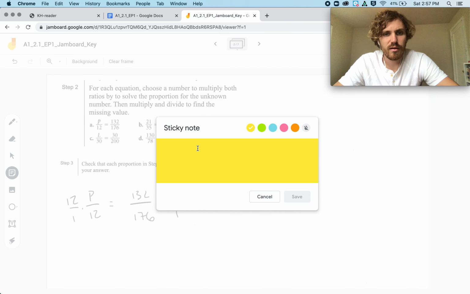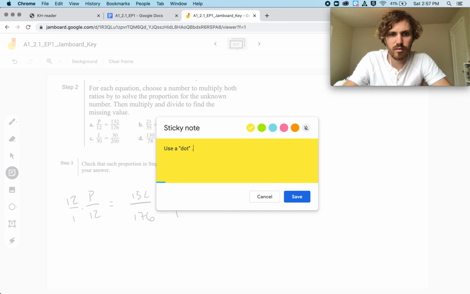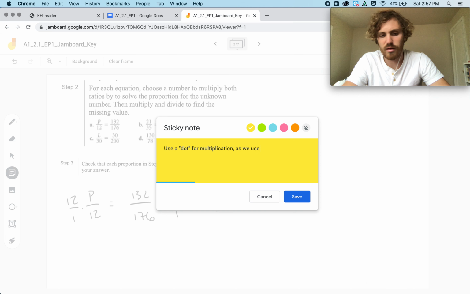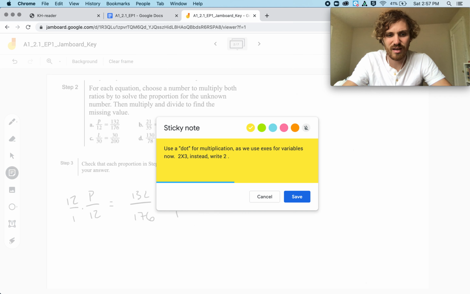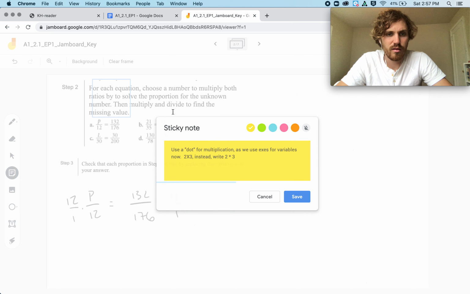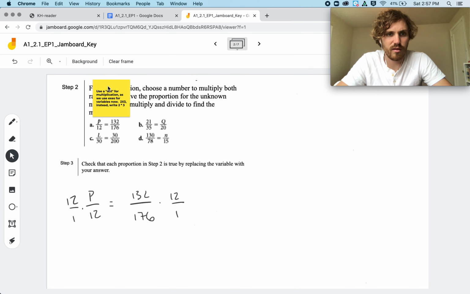And you'll notice I'm using a little dot for multiplication. Let's add a sticky note in here. Use a dot for multiplication as we use x's for variables now. So we really don't want to have 2 x 3. Instead, write 2 times 3. I can't really write a dot there, but you get the idea. 2 times 3 is sometimes how we write it. Okay, so a little sticky note that we'll just save over here on the side.